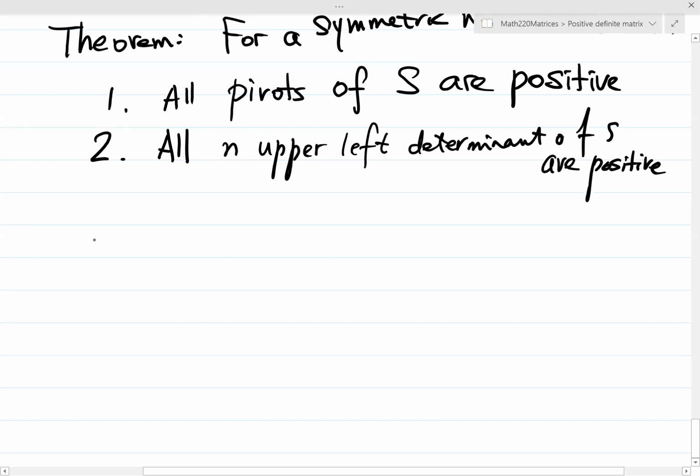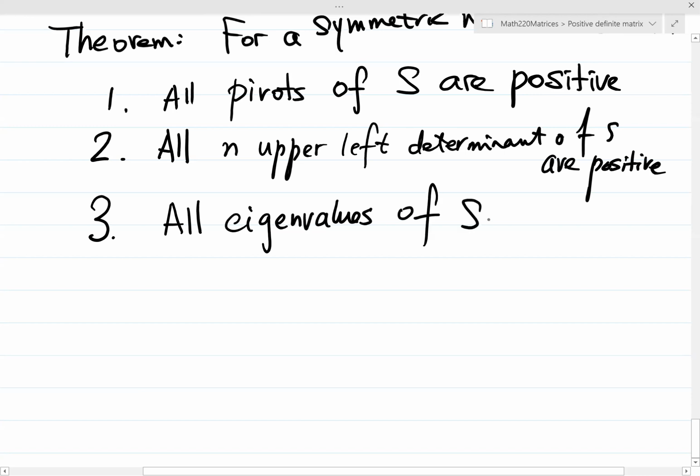Now 3, all eigenvalues are positive. Remember, condition 3, all eigenvalues are positive. We showed that this is equivalent to S being positive definite, okay? So these conditions are equivalent conditions of a matrix to be positive definite, okay?